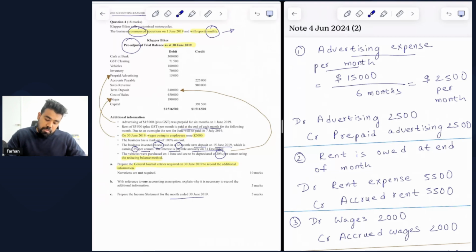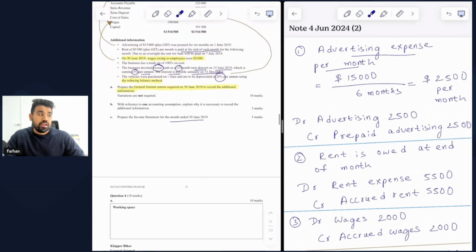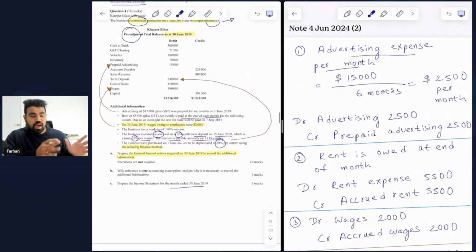So this is the first pair of journal entries that we need to include as our final answer within the general journal that's given here in the outline. Okay, now we're going to move to the second additional information, which has to do with rent.